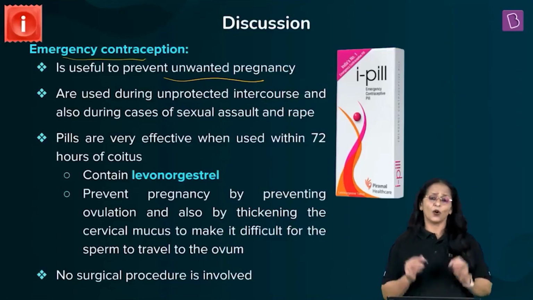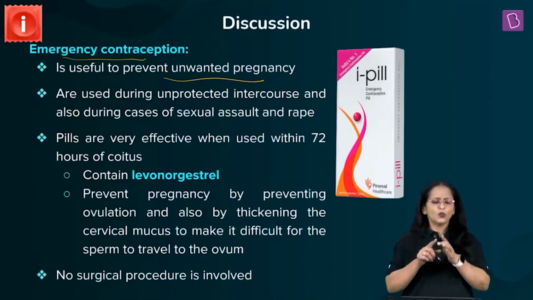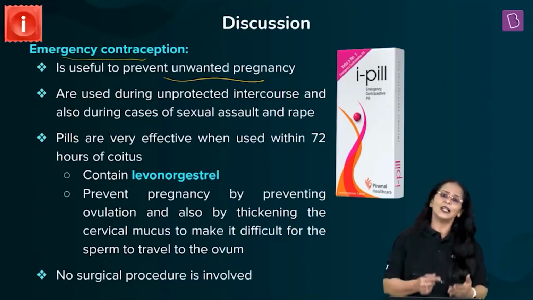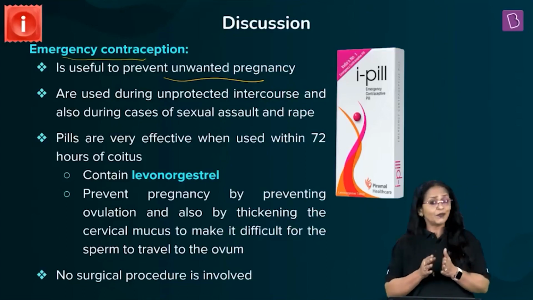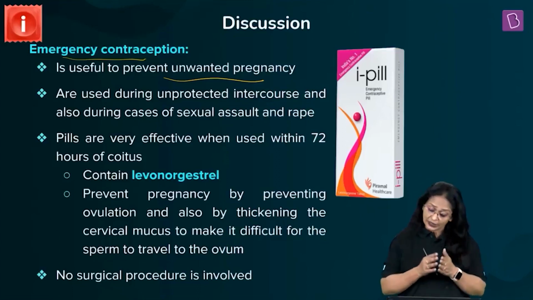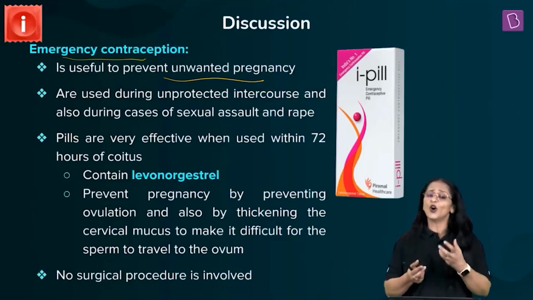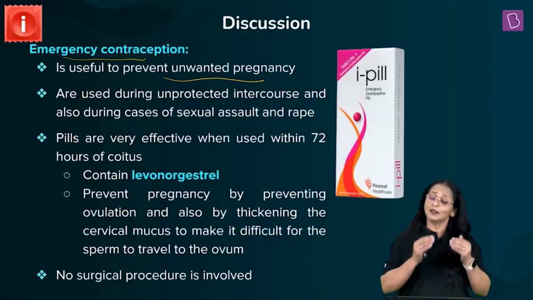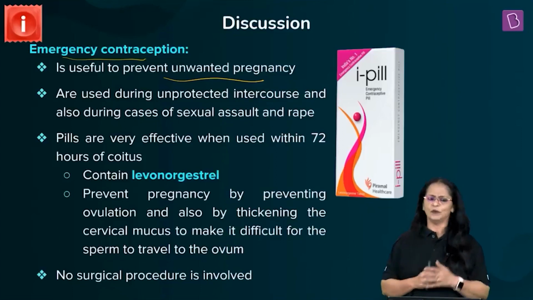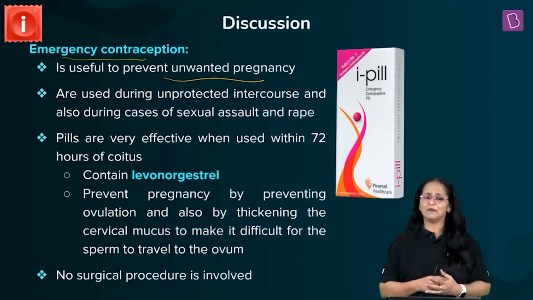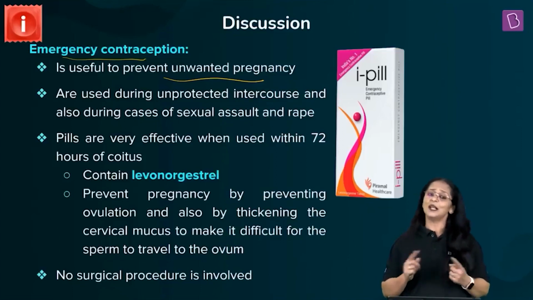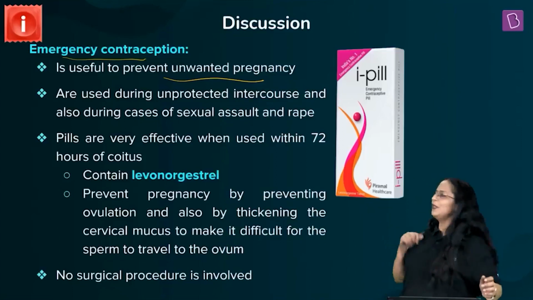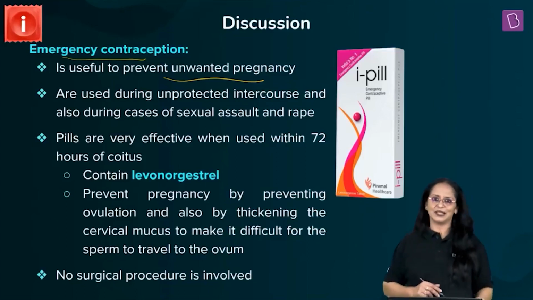These are pills. Now, these pills have to be taken within the first 72 hours of the coitus. It contains levonorgestrel. Now, what does it do? It prevents ovulation from taking place. It also causes the thickening of the mucus in the cervical area. This prevents the sperm from reaching the ovum. So the mucus becomes thick and sticky. What is not involved in emergency contraception are surgical procedures. There are no surgical procedures. It's a pill, like how you see here. The I-pill is an emergency pill.